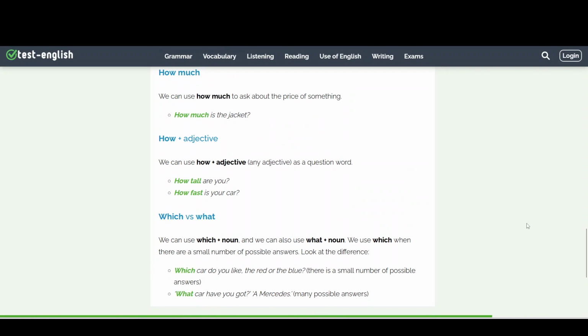Which versus what? We can use which plus noun, and we can also use what plus noun. We use which when there are a small number of possible answers. Look at the difference. Which car do you like? The red one or the blue one? There is a small number of possible answers. What car have you got? A Mercedes. There are many possible answers.